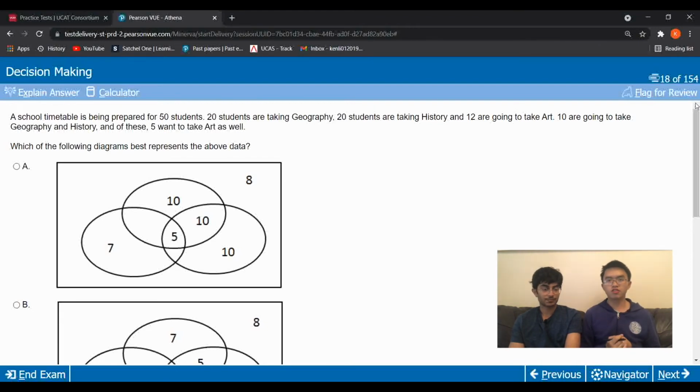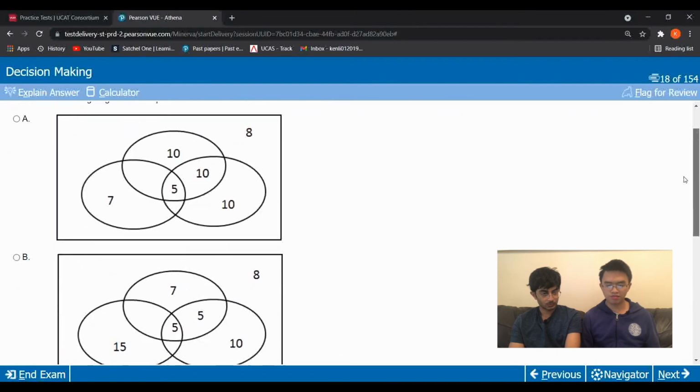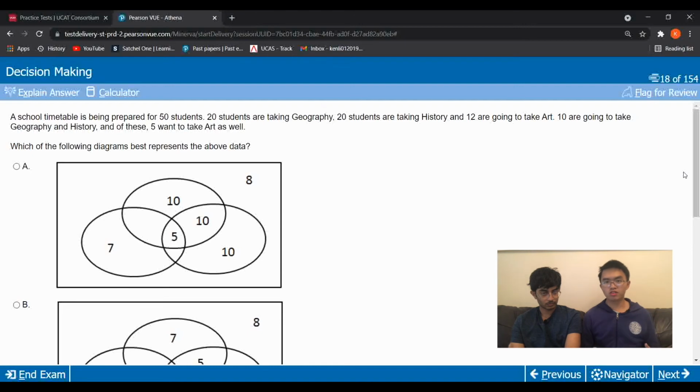These questions can vary from being very easy to being very difficult, and the very difficult questions will take a lot of time. So here's an example of a slightly more difficult question. In this situation, they give you the data and they expect you to form a Venn diagram from it. The best way to approach these questions is to eliminate the wrong answer options.